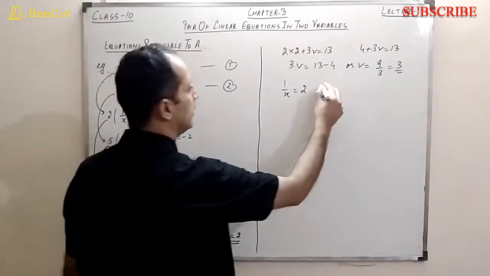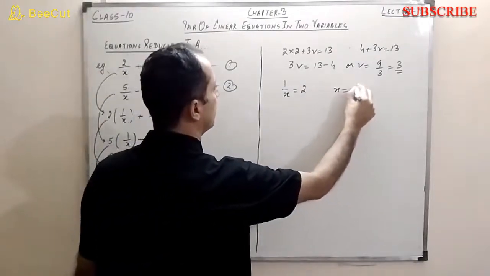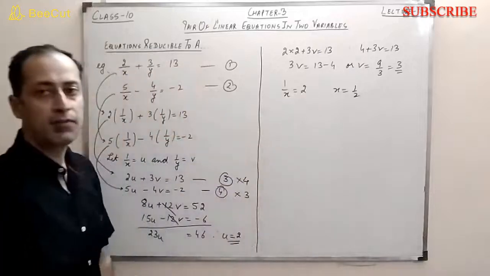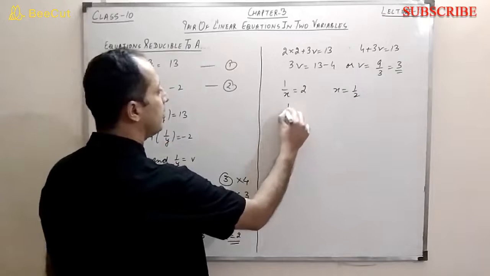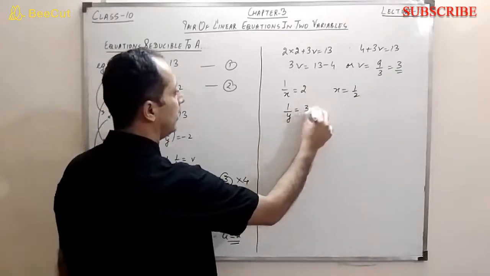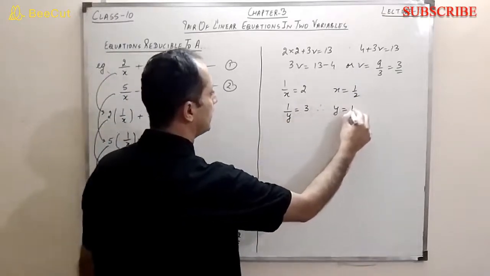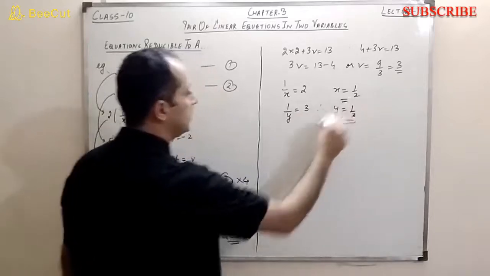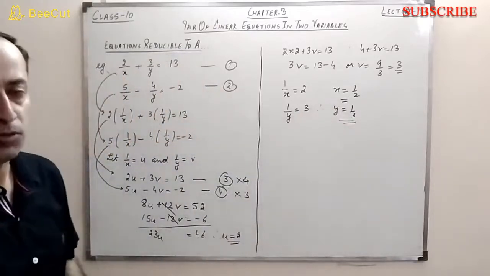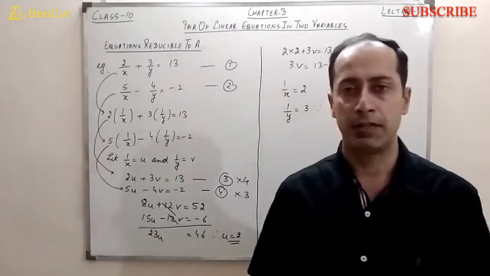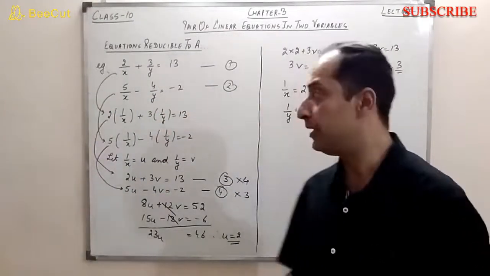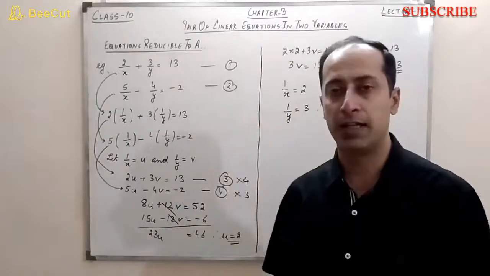Therefore x becomes 1 by 2 after cross multiplication method, right? And then 1 by y is equal to 3. Therefore y becomes 1 by 3. So this is the way we can simplify those equations also which are not originally in the form of linear equations, but we can transform them and then we can simplify and find the variable.